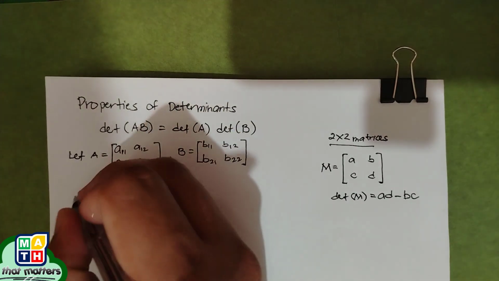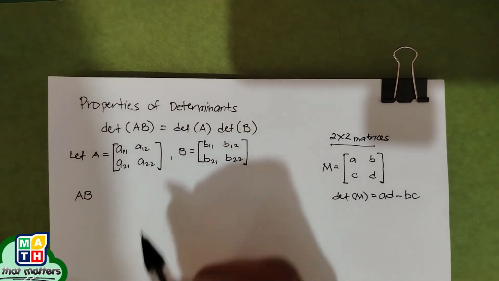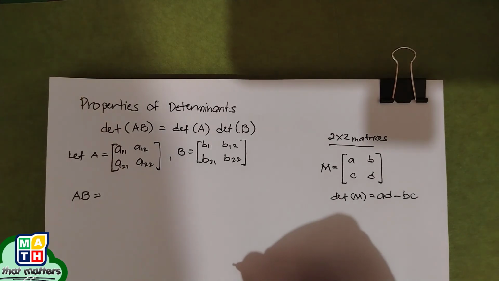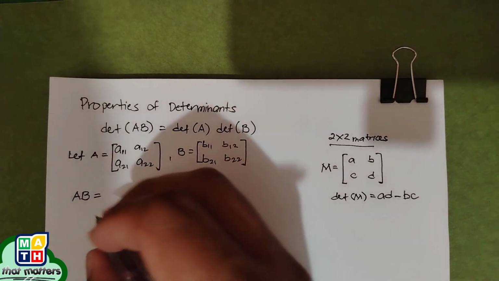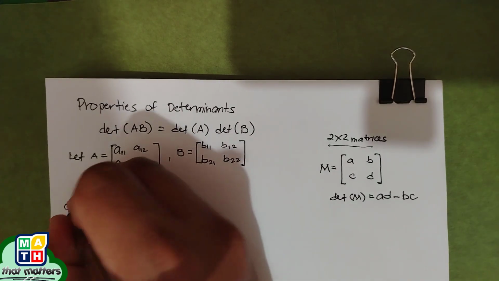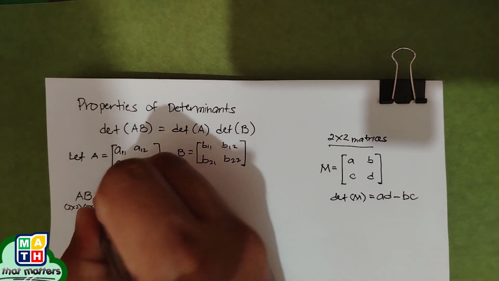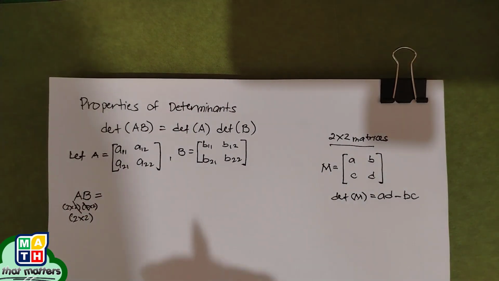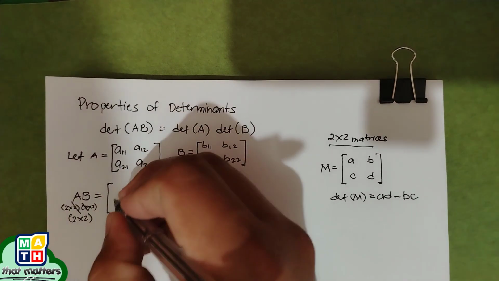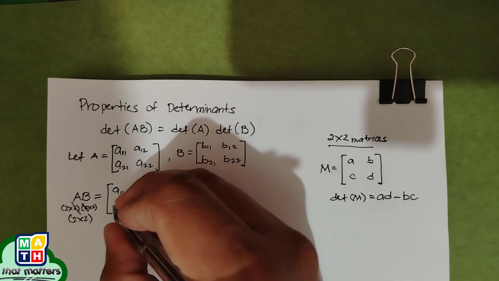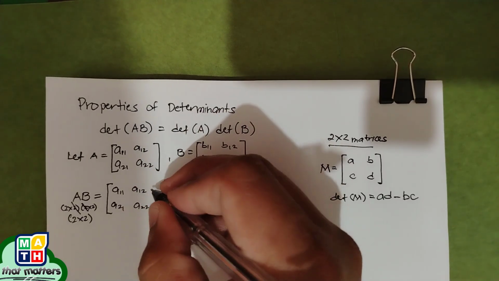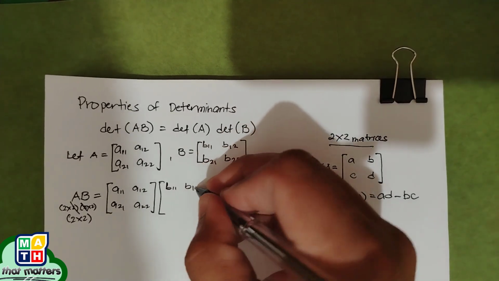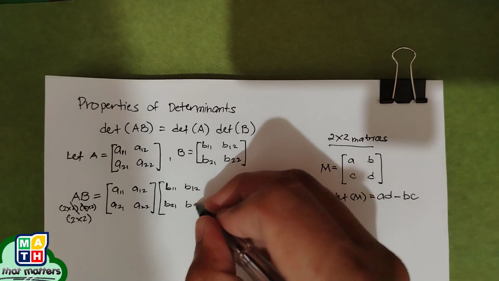So let's try first with AB, the product of the two matrices. When you talk about the product of two matrices, this is defined because A is a 2 by 2 matrix and B is a 2 by 2 matrix. In short, the resulting matrix is also a 2 by 2 matrix. Since it's already defined, we can have the product now: A11, A12, A21, A22 times B11, B12, B21, B22.